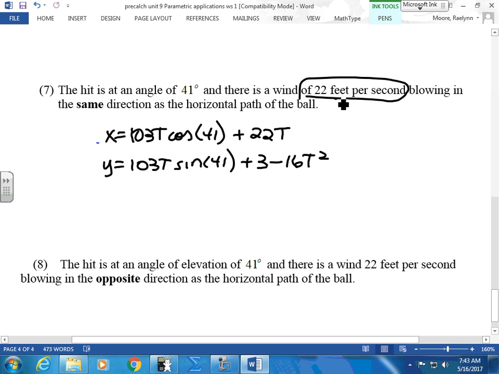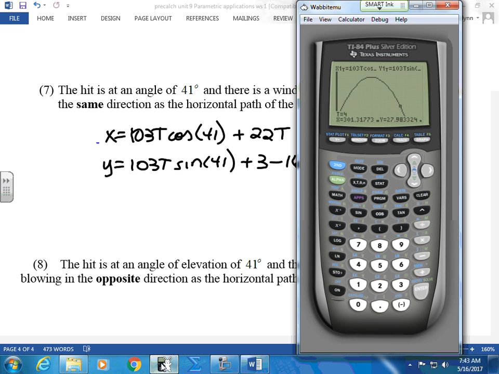And wind is a speed, feet per second. It has a time constraint. Now, if we gave it to you in miles per hour, you have to convert it to feet per second. But this one is already feet per second. So the wind should help the ball a little bit. So we go back to your graph. You're going to be in the same window, so that's kind of nice. You just have to change this a little bit.